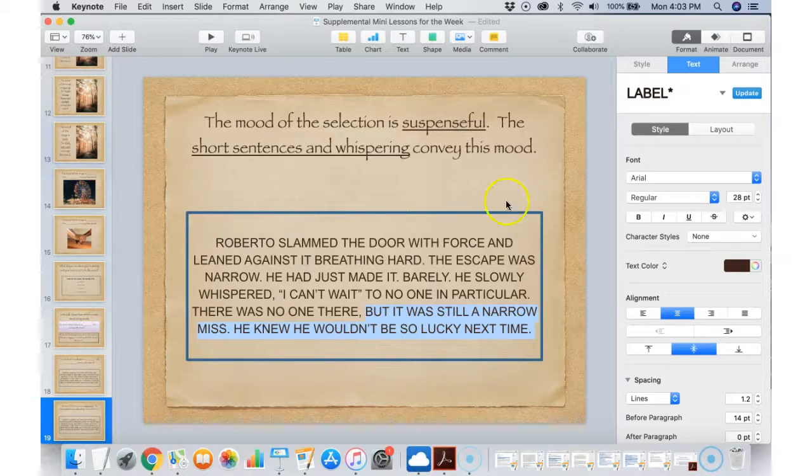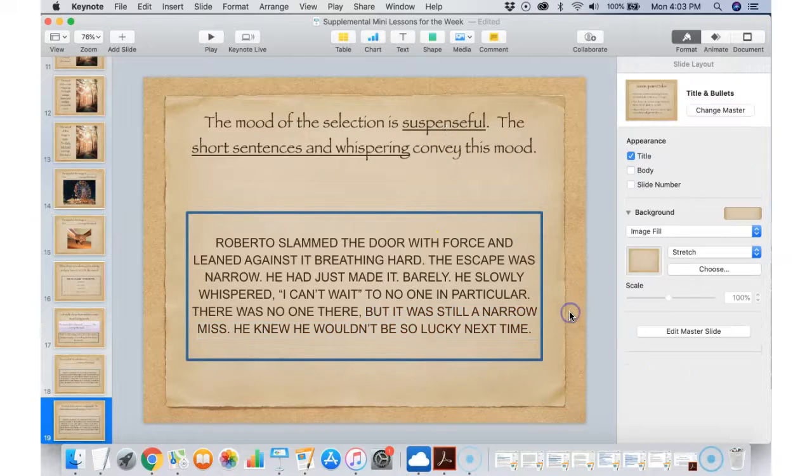And so I'm right, and the person who put suspenseful here is also right. We just have different ways of looking at it.